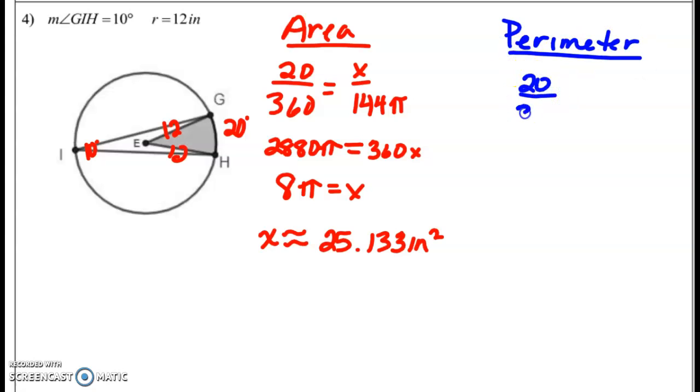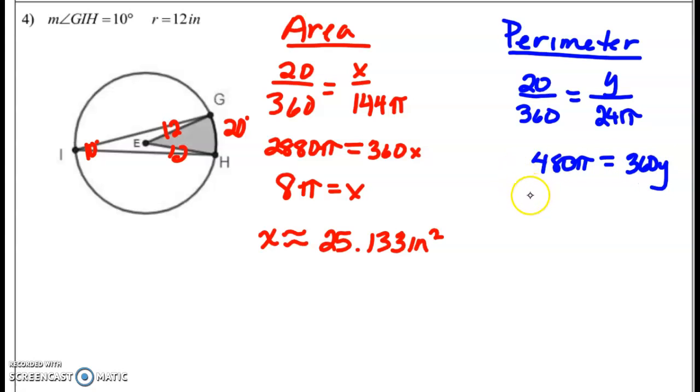It is 20 over 360 equals the arc length over the circumference, and the circumference would be 24 pi, and that would be 480 pi equals 360y, and that is 4/3 or 1.3 repeating. That's fine as well. And then that's just the arc length.